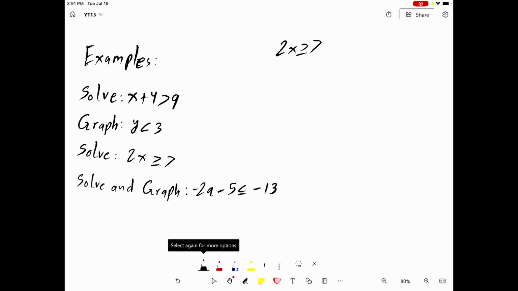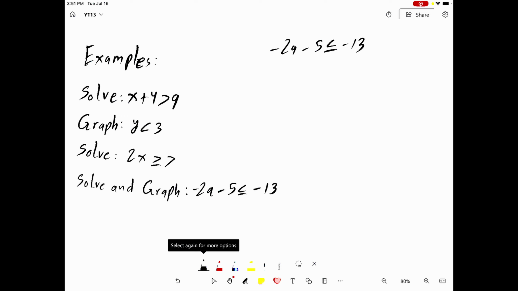This is our third example, which I just wrote up here. It's going to be really easy to solve because it's just like a linear equation. We want to isolate the variable, so we divide both sides by 2. X is greater than or equal to 7 divided by 2. What we have here is our fourth and final example, which I'm going to solve. And this is the one with the exception rule.